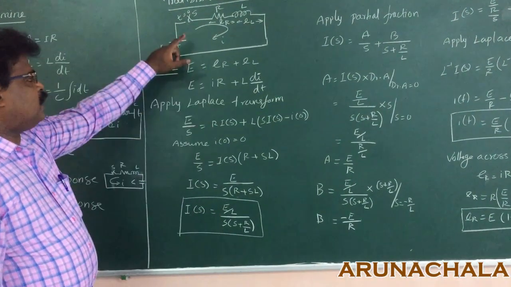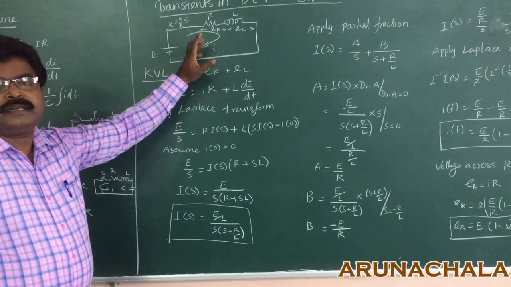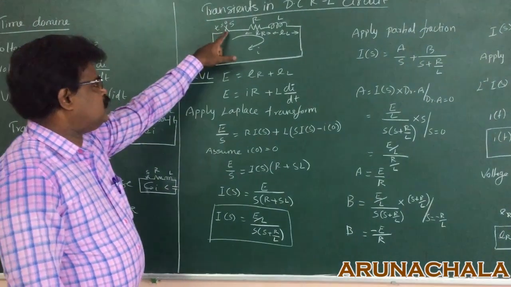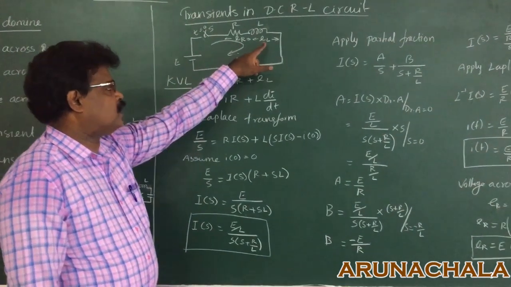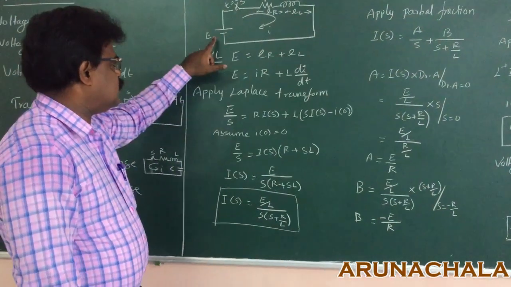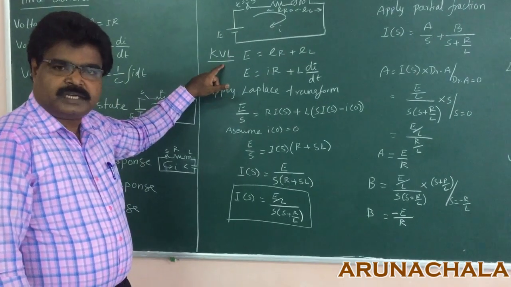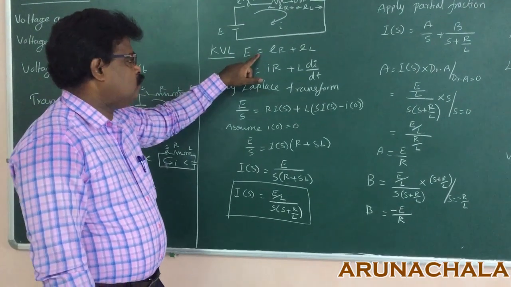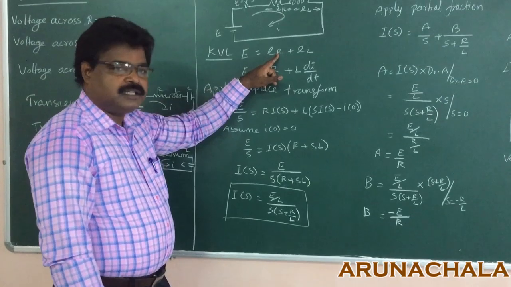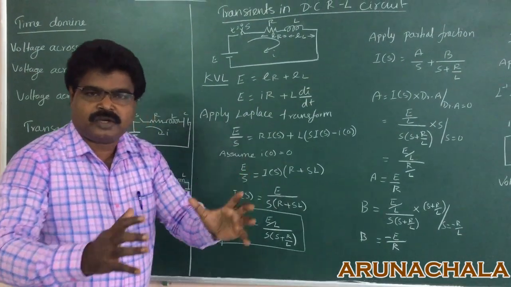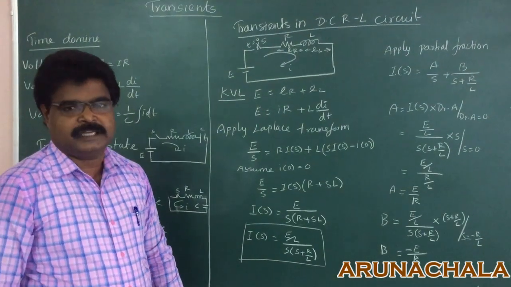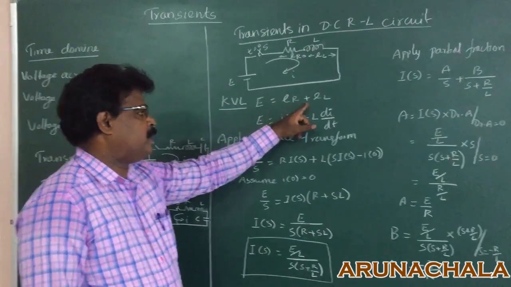So here, first we are taking the RL transient. The switch S, R, L. The voltage across the resistor is ER, the voltage across the inductor is EL, and the applied voltage is E. When you apply Kirchhoff's voltage law, E is equal to the voltage across the resistor plus the voltage across the inductor. The algebraic sum of voltages in a closed circuit is equal to 0. That's Kirchhoff's voltage law. So E is equal to ER plus EL.